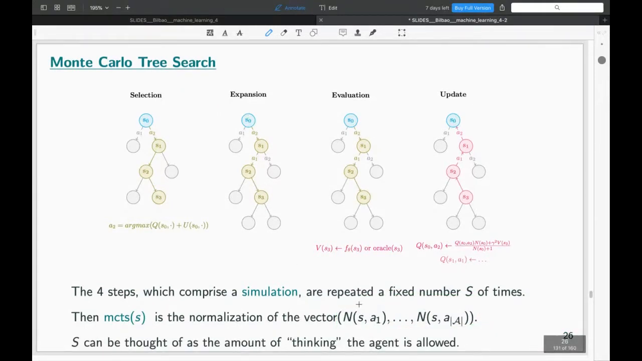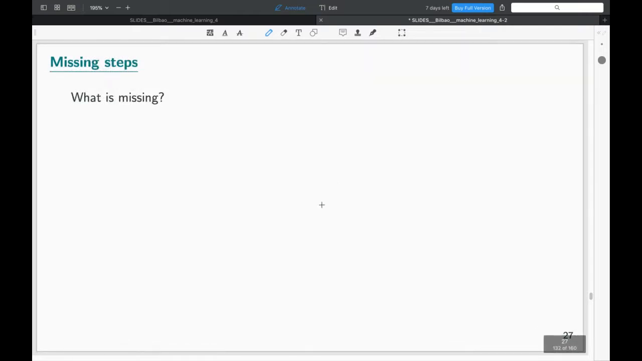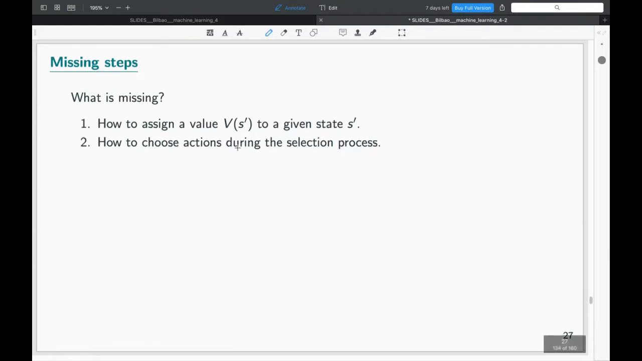And the number of simulations we allow, you can think of them as the amount of thinking the agent is allowed between moves. Because remember, the agent does this every time it has to make a move. Okay, so what steps are missing from what I explained? First, how you assign a value, how you assign values to states, and how to choose actions during the selection process.